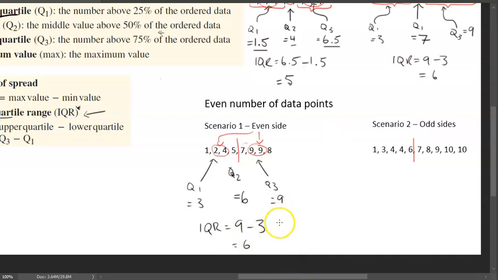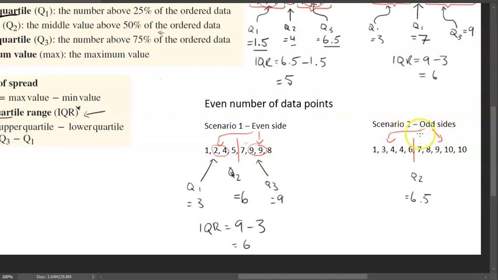And the last scenario before we finish up part 1 of this video is looking at the odd amount on each side. So Q2, sorry, is the middle value in between 6 and 7. So our Q2 is 6.5.